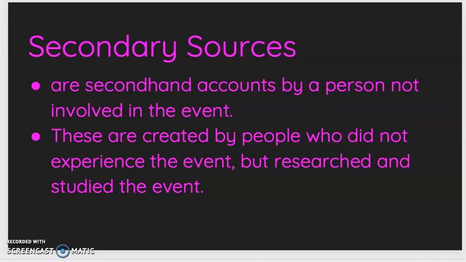Secondary sources are secondhand accounts by a person not involved in the event. So these are created by people who did not experience the event, but maybe researched and studied the event later. So let's think back to our fire example. Maybe a newspaper reporter hears about this and then reports on the event. That newspaper article would be a secondary source of the event.